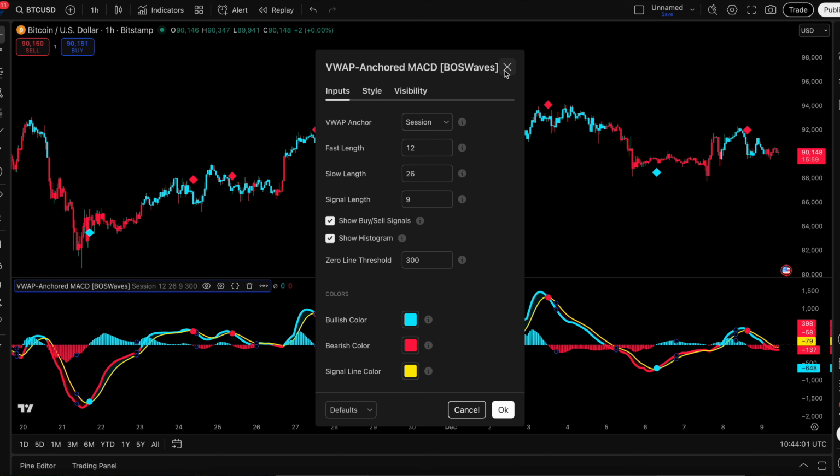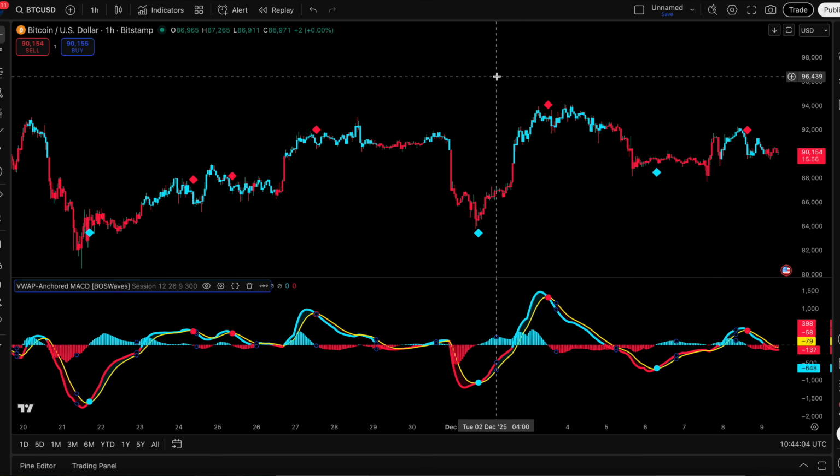So that's it. A really interesting and powerful adjustment to the traditional MACD.